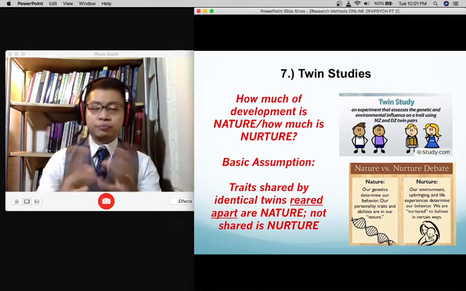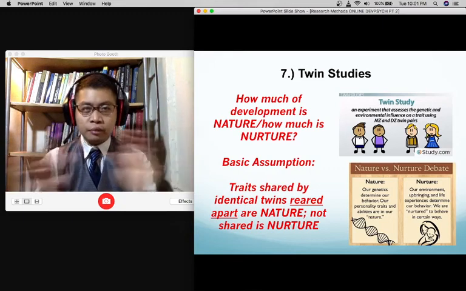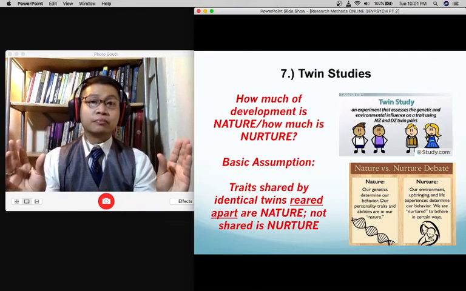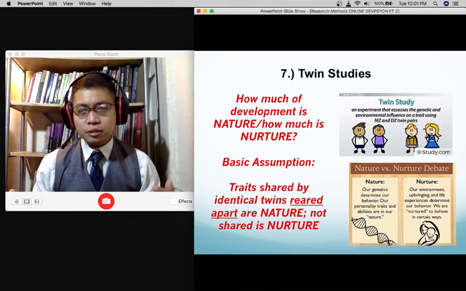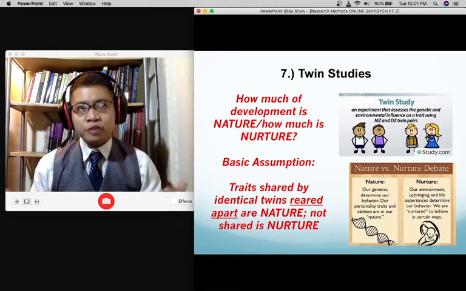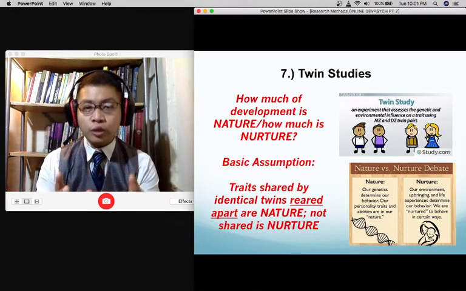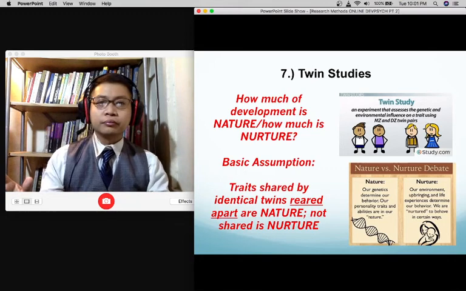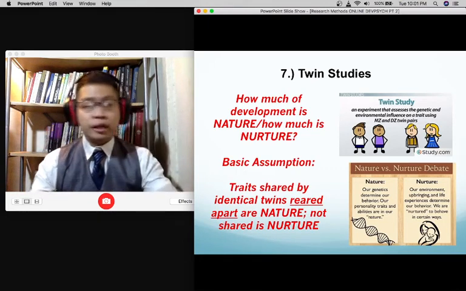Again, yung they share 100% of their genetic makeup, 'di ba? One egg splitted later on into two individuals. Carbon copy of each other, identical twins. In twin studies, most developmental psychologists are more interested with twins, identical twins who are reared apart. 'Di ba? Yung twin 1 is in one country, twin 2 is in another country.